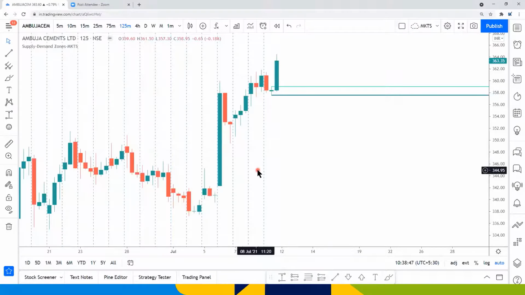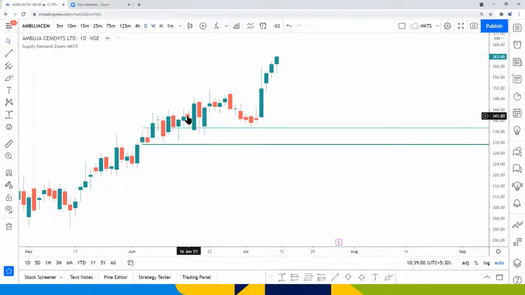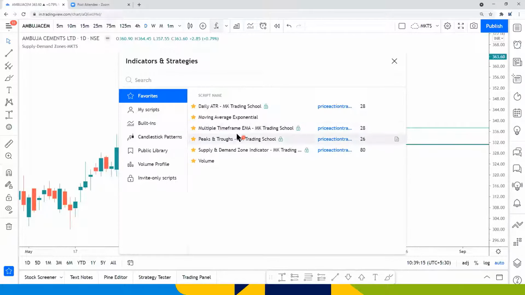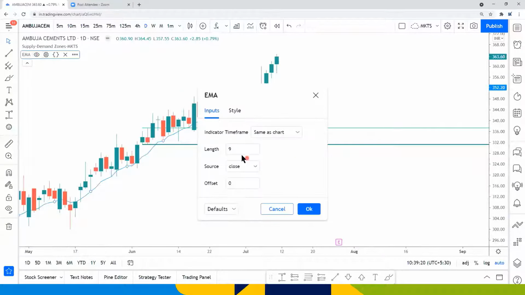Now, is it tradable? Now you need to know the supply demand methodology, what to do. Let's start from the higher time frame, weekly. Is the move a little too extended? Daily also, it is a pretty extended move. So check for extension. You can use a simple indicator like a moving average, 20 period EMA. So I'm using a 20 EMA.